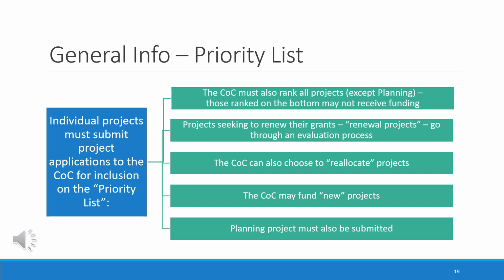Projects seeking to renew their grants, also known as renewal projects, typically go through an evaluation process which HUD scores CoCs on, as we just reviewed. Also, as discussed on the prior slide, HUD allows for and encourages CoCs to consider reallocating projects. Fully reallocated projects are not renewed, and the funds are instead directed to another use. Partially reallocated projects have their funding request reduced, but are still submitted on the priority list.